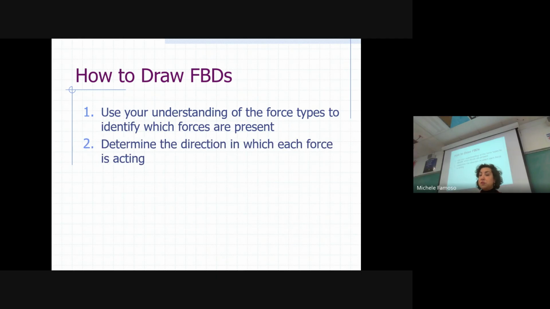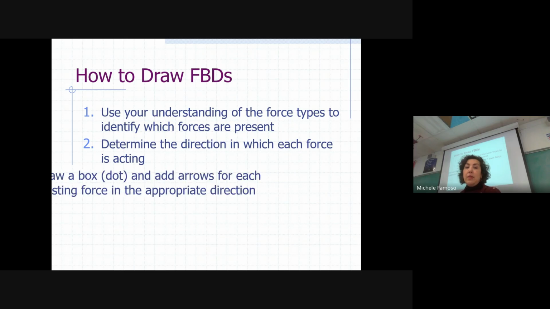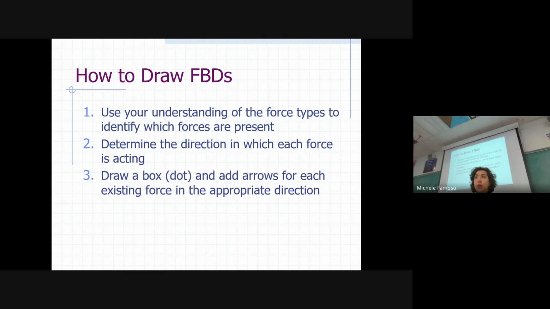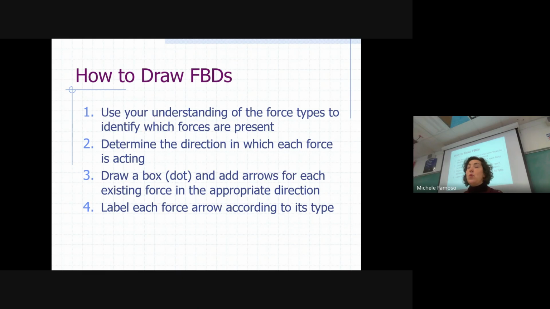Once you've identified what forces are there, you then have to ask yourself, which way are these forces acting? Are they pushing up, down, left, right, or at some angle to the horizontal? Then you're going to make your box or your box with the dot in it, or just the dot. And then draw those arrows going in the proper direction. And once you've drawn each arrow going in the proper direction, you have to label them. Label them with the symbol telling me what type of force that arrow is.